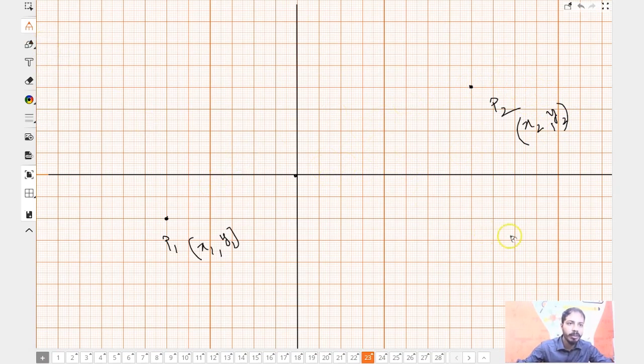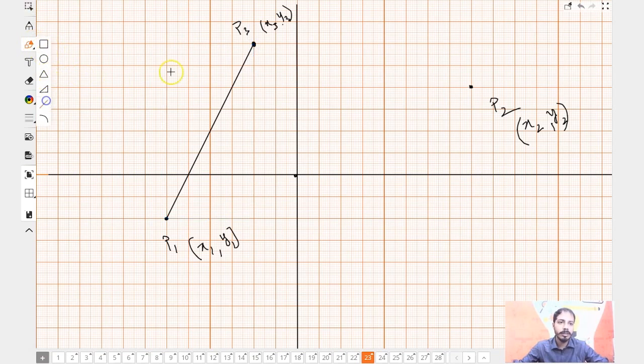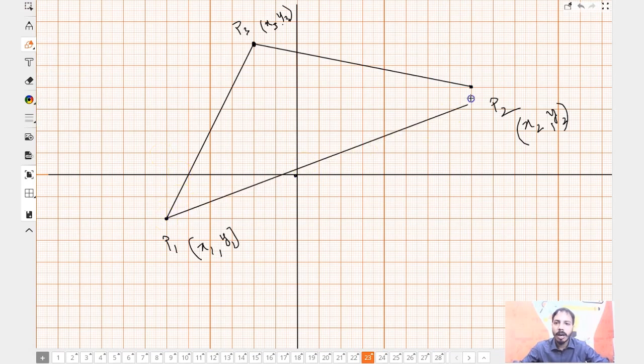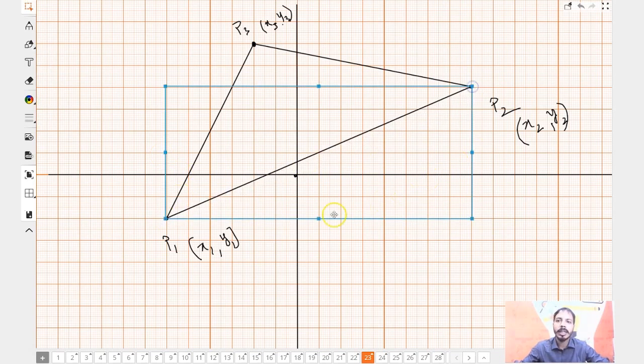Now let me give you one more point, somewhere here. Say this is point 3, with x3 and y3. You might be thinking, what can I do with this? Suppose I tell you that these 3 points make a triangle. Now, how will you find the area of this triangle?